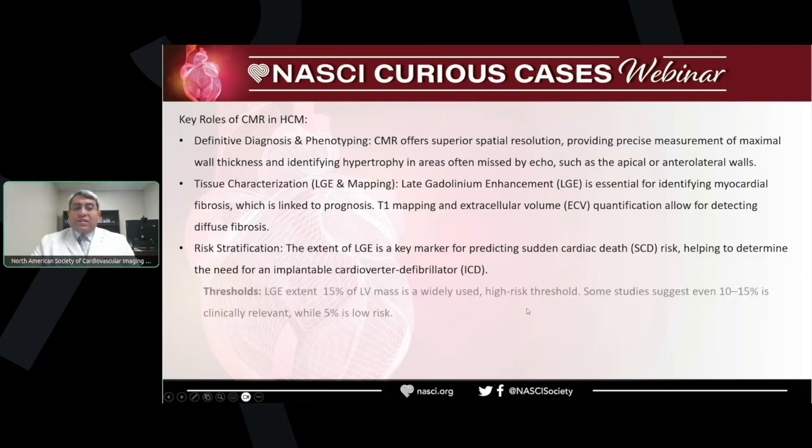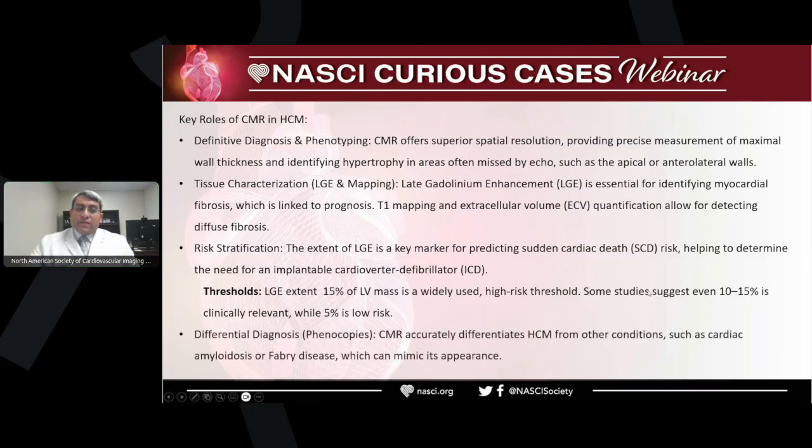And as we mentioned, the threshold is 15%. These are high-risk people. However, some institutes put 10 to 15 as high risk to help those patients early without reaching a critical point. But if you find enhancement less than 5%, these are usually low-risk patients, and we just keep following them up to see the progression of the disease.